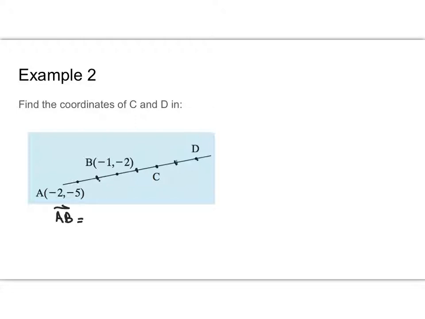So vector AB would be -1 plus 2, and then -2 plus 5. So that vector is -1 plus 2 is 1, -2 plus 5 is 3, so that's my vector, 1, 3. That means that the distance between this point here and this point here must also be 1 and 3.